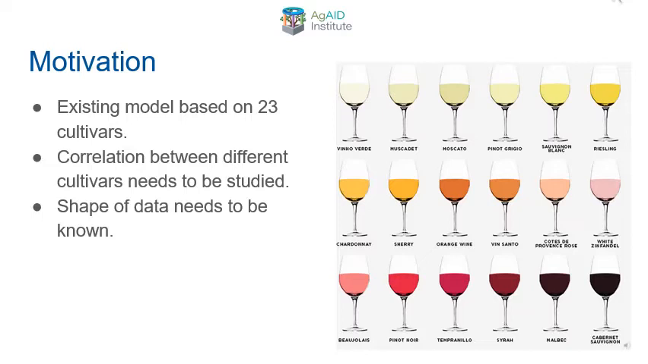Therefore, the questions arise. Is there correlation between the data of the same cultivar across different seasons, and is there any relation between different cultivars for the same season? These datasets are large, and therefore, before we can apply any analytics, we need to study the shape of data. Data has shape, and that shape has meaning. This is where topological data analysis comes in. The basic idea of TDA is to extract shape from data.